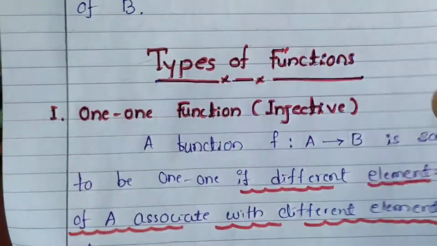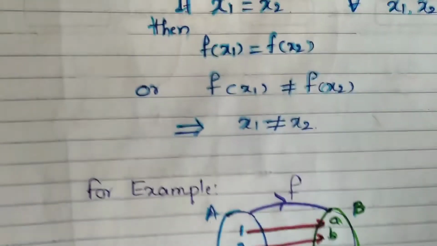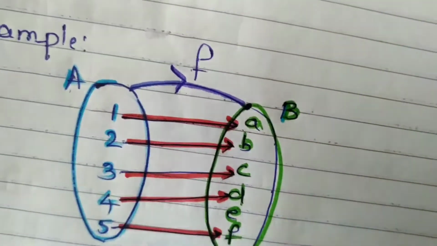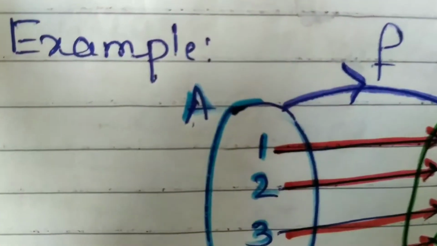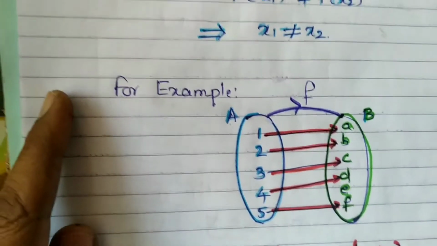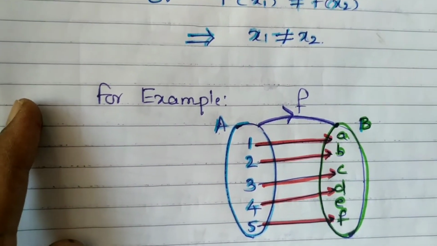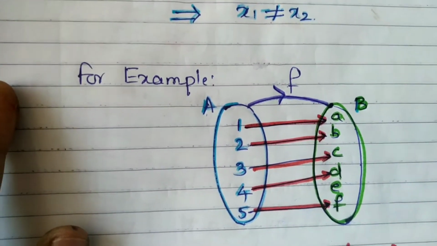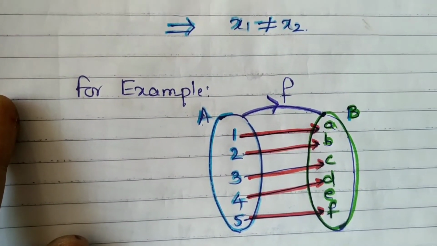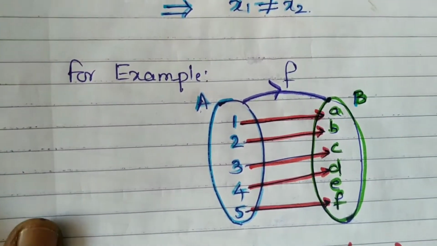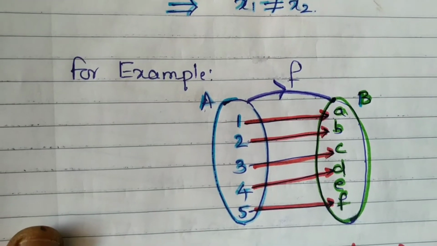What do we mean by different elements of A associated with different elements of B? That can be shown by means of a diagram. It is the diagram of f from A to B. Here 1, 2, 3, 4, 5 are associated as follows: 1 with a, 2 with b, 3 with c, 4 with d, and 5 with f. That means different elements of A are associated with different elements of B, so the function f from A to B is called one-one.